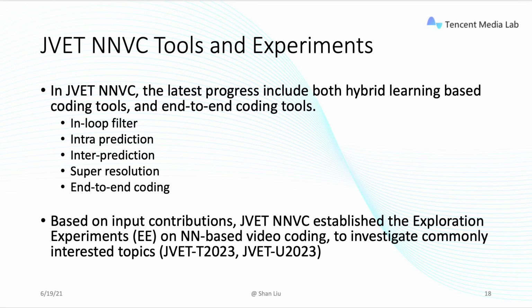Techniques proposed to JVET neural network-based video coding exploration include both end-to-end coding solutions and component coding tools, such as neural network-based in-loop filters, neural network-based intra-prediction and inter-prediction, and super resolution is also included in some proposals as part of their solutions. Based on the input contributions, JVET established the exploration experiments on neural network-based video coding to investigate commonly interested topics.